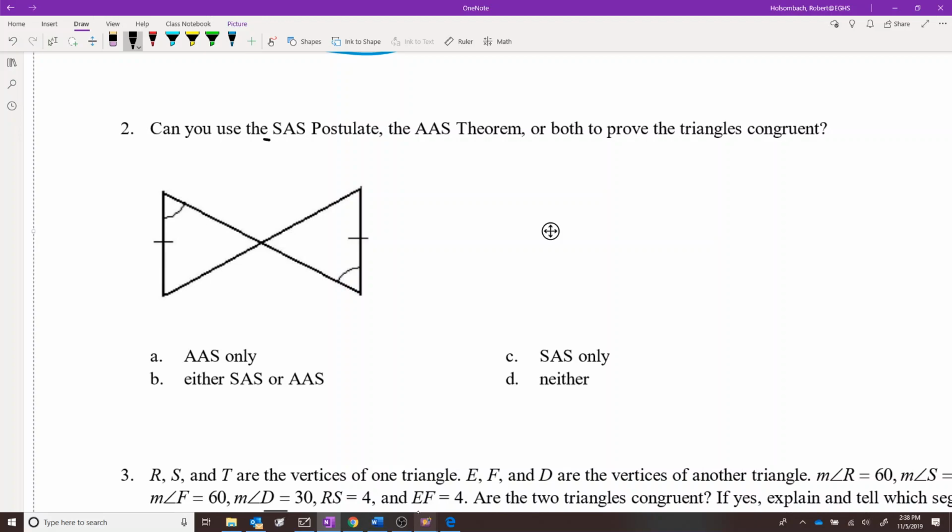Number 2, can you use side, angle, side, or both to prove the triangle is congruent? Again, you've got a side in each triangle congruent, you've got an angle in each side that's congruent, and what's not shown are these two vertical angles in the middle. And this angle is congruent to this angle. So what you've got in the triangle on the left is an angle and a side congruent to an angle and a side. So this is going to be angle, side only.